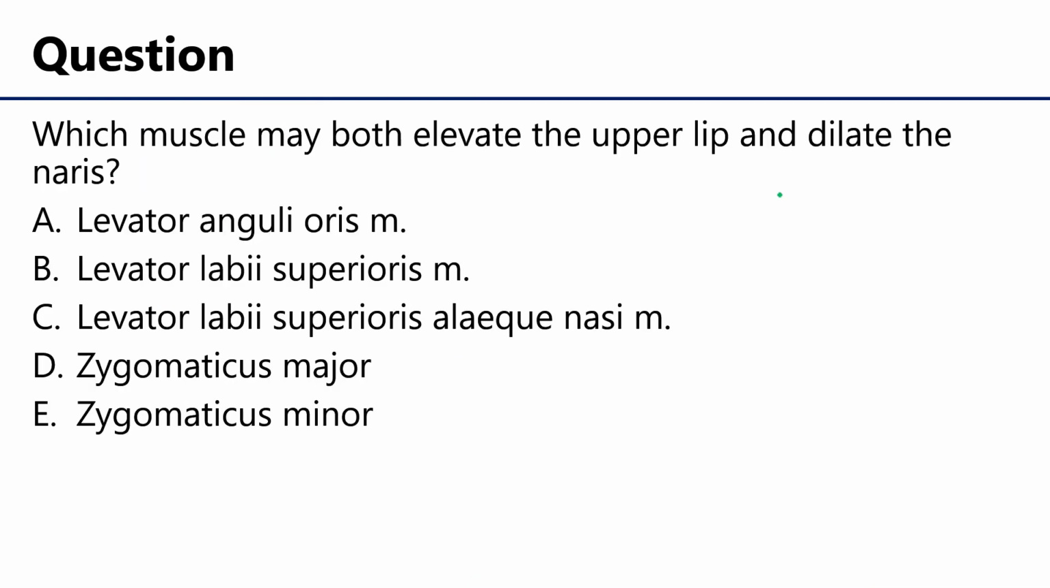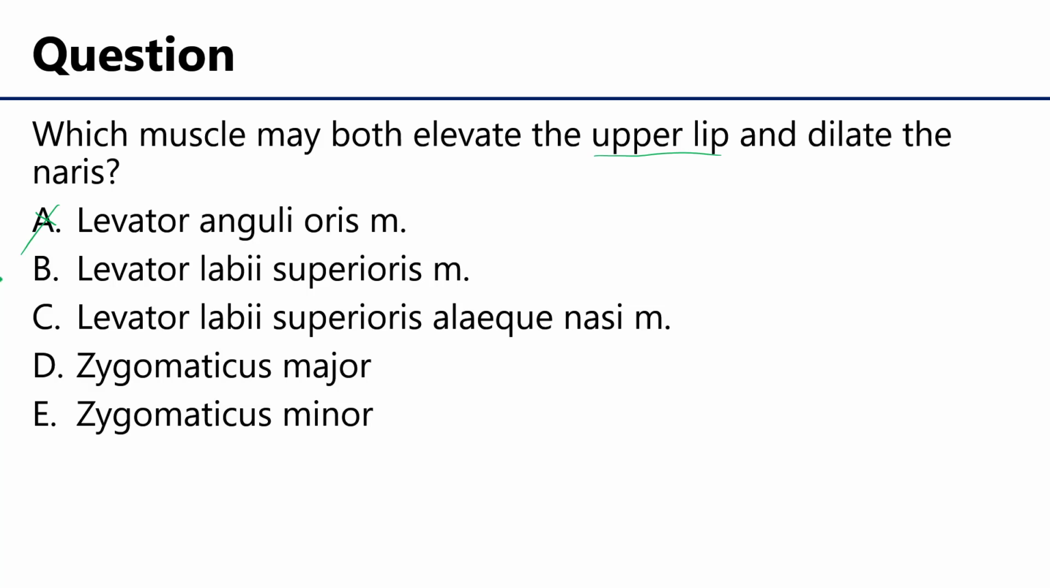So that concludes our high-level view of the facial muscles and brings us to our assessment question of the video, and that is, which muscle may both elevate the upper lip and dilate the naris? Well, it's going to be something that touches the upper lip and touches the nose, but if we're dilating the naris, we have to connect to the ala of the nose. So levator anguli oris doesn't really elevate the upper lip. It pulls the modiolus, so that's not a good one.